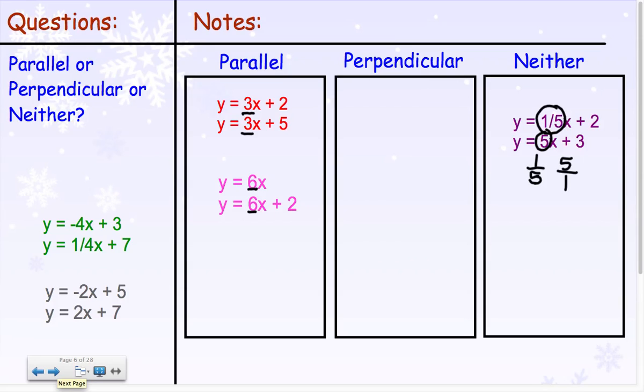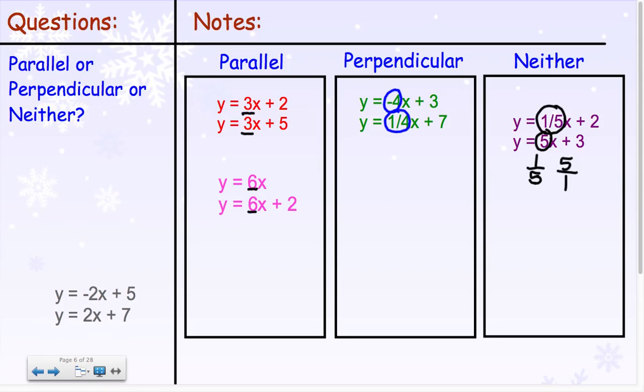Okay, this next one, well, I've got a negative, I've got a positive, that's a good thing. I've got a 4 and a 1/4, that would be flipped and changed. We have one of them that's negative, one of them that's positive, and they're reciprocals. This one, one of them is negative, one of them is positive, which is good, but one of them would need to be 1/2 in order to be flipped and changed. They can't both be 2.